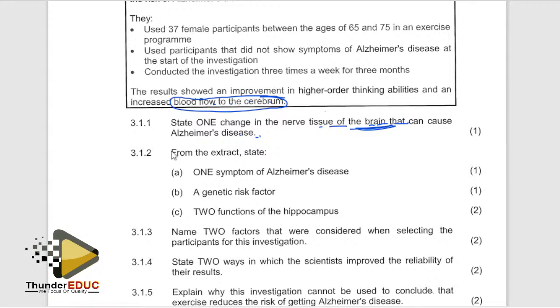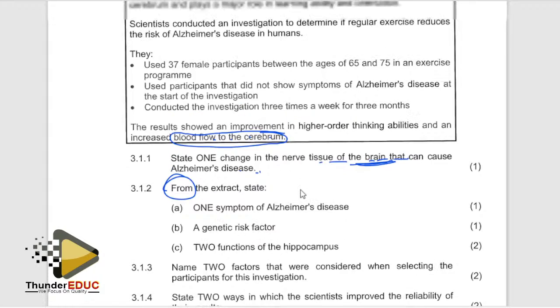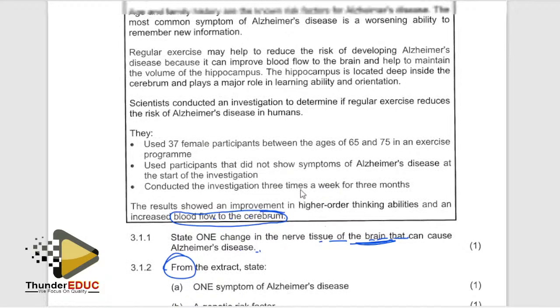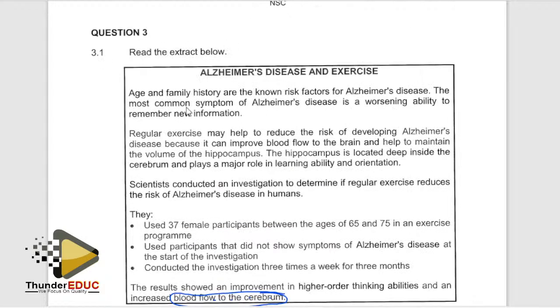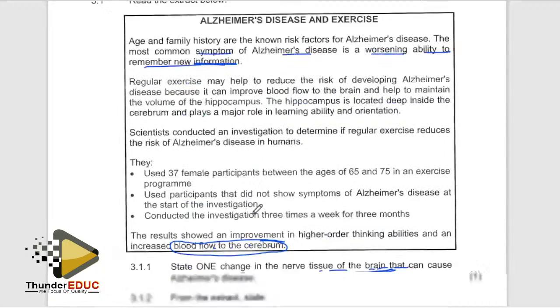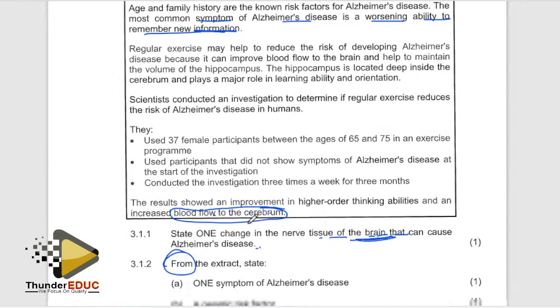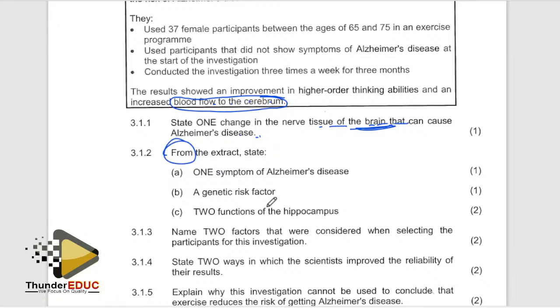From the extract, now here they're saying specifically from the extract, name 1 symptom of Alzheimer's disease. So there are a lot of symptoms here. They say that the most common symptom of Alzheimer's disease is worsening ability to remember new information. Understand? So you can talk about it, or you can read if there is any other symptom.